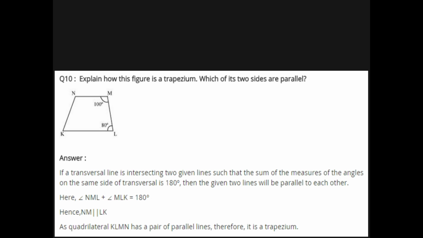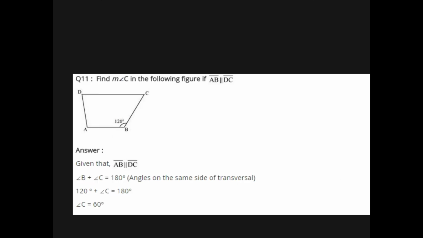Explain how this figure is a trapezium, which of its two sides are parallel. Okay, so here you can see M plus L, both combinedly give us 180 degrees. And which are the two sides parallel to each other? The first side is NM, the second side is KL. So yes, this is a trapezium.